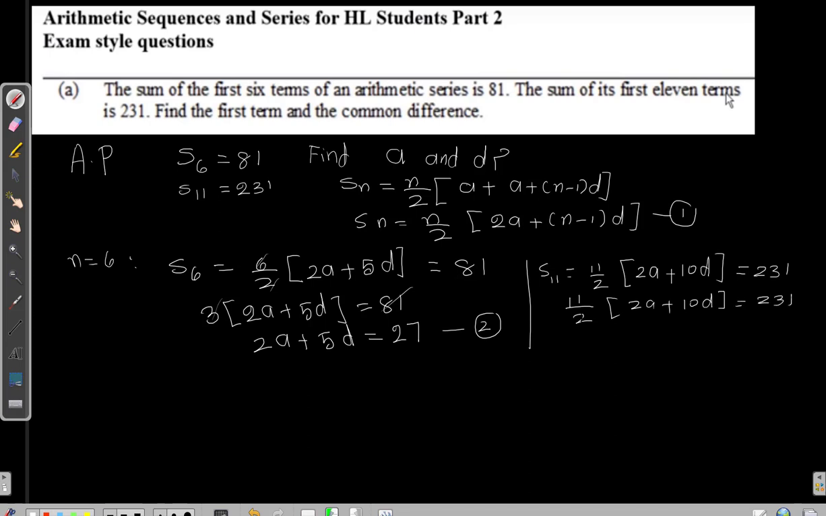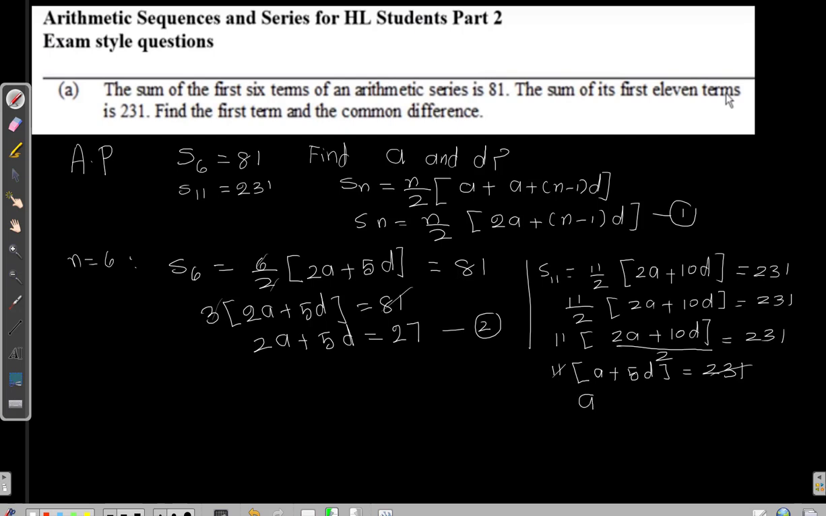I have an easy way here: for 2a plus 10d, I divide by 2. So I get 11 times 2a plus 10d, the whole quantity divided by 2, equal to 231. If I divide 2a plus 10d by 2, that gives me 11 times a plus 5d equals 231. And I know 11 divides 231, so if I divide here, I get a plus 5d.